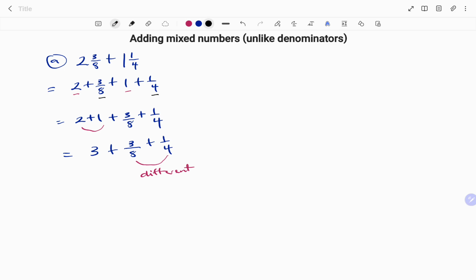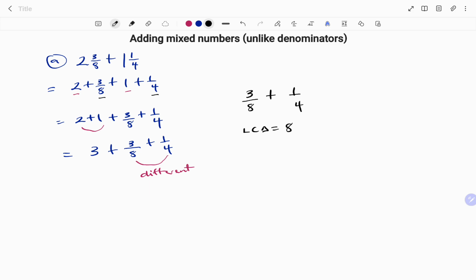How do we make the denominators the same? I have 3/8 plus 1/4. We're going to find our LCD, or our lowest common denominator, which is 8 in this case. How do we make our denominators 8? On the left-hand side, my denominator is already 8, so I leave that fraction.